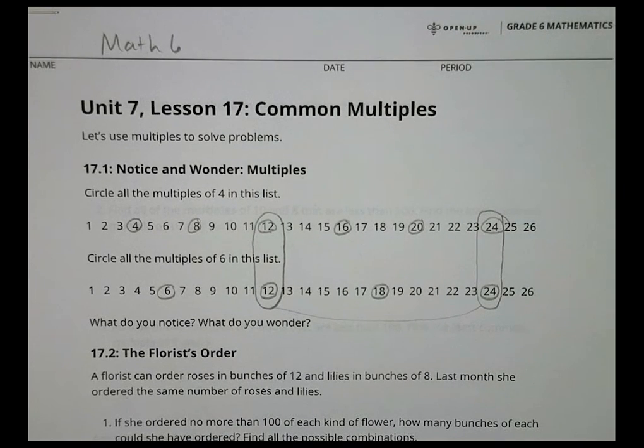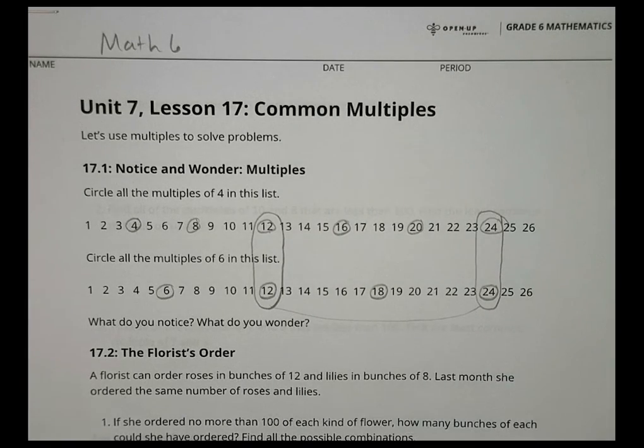Interestingly enough, both 12 and 24 are also multiples of what other number? 12. So, interesting that 4 and 6 have common multiples, and their two common multiples are both multiples of 12. So just something interesting there. Things you notice, things that you wonder.